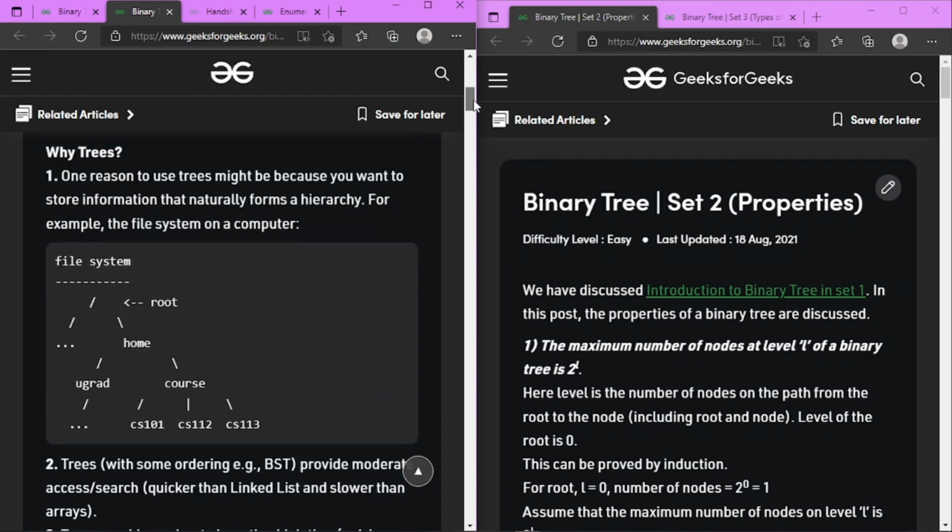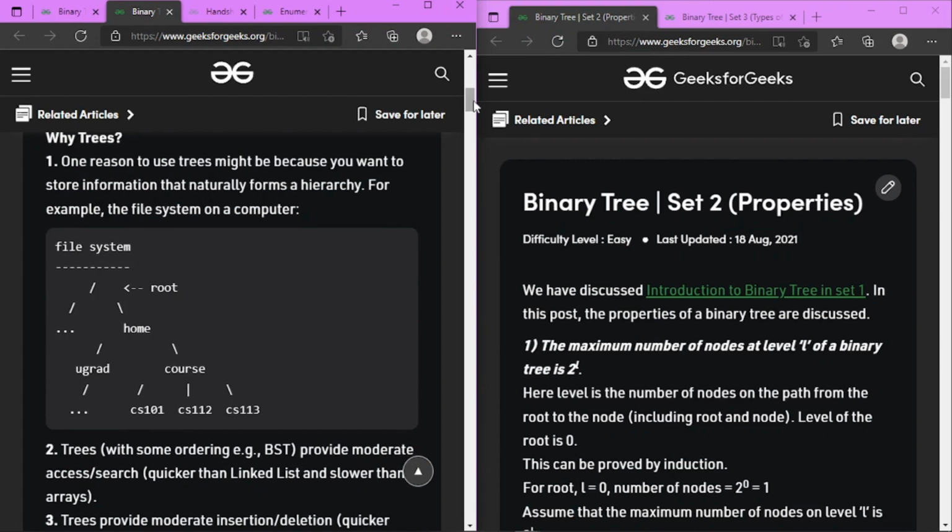Now let's discuss why trees are actually needed. One reason to use trees is that some data is naturally stored in hierarchical order, so we can use a tree to store that kind of data. Let's say a file system in the computer: we have a root directory, then subdirectories like home, etc, share, and then more subdirectories and the files in those directories.